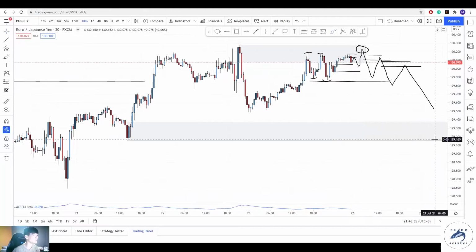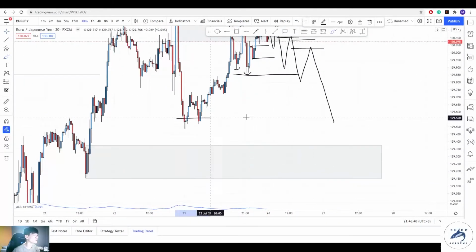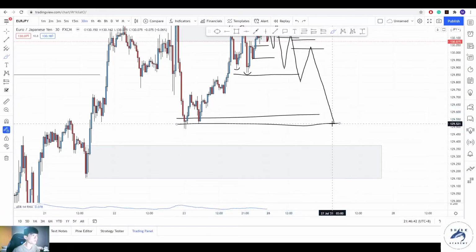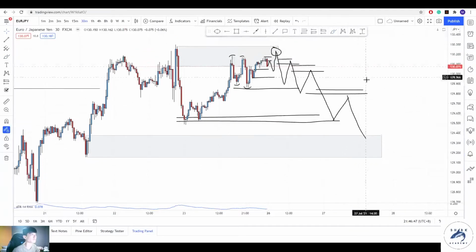Okay, and we are definitely selling into this demand zone over here. So you can actually liquidate some of the positions here, right? Expect some bounce into supply zones before dropping off into this demand zone.